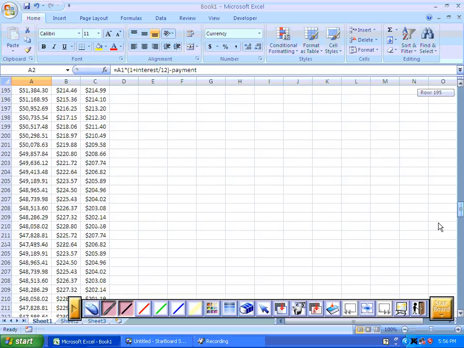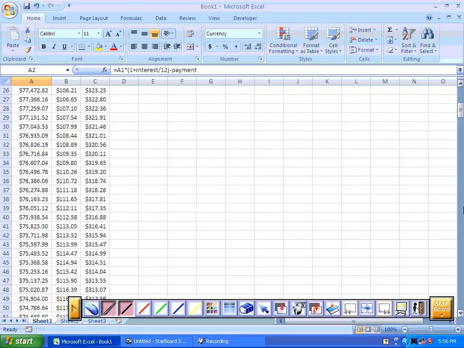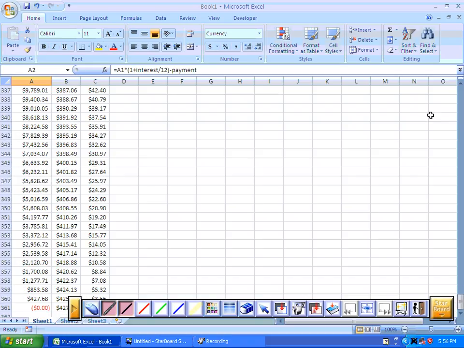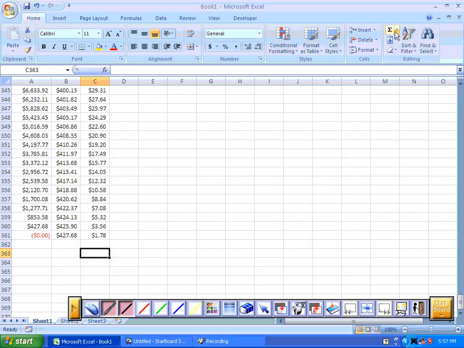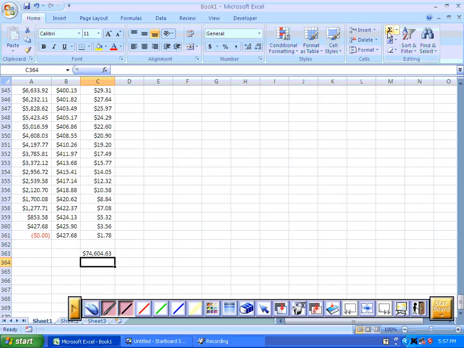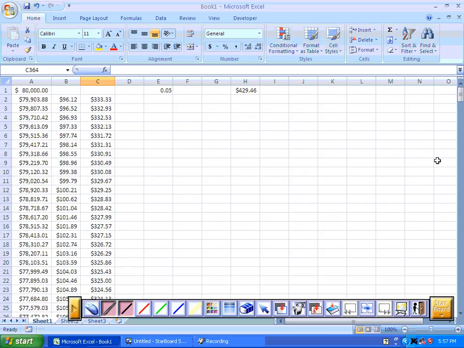Well, there's a couple of ways you can figure that out. You could sum up the interest column. That's one way to do it. You paid $74,000 in interest, but you only borrowed $80,000, which means you must have paid $150,000 total. Or you can take equals the payments times 360, and there's $150,000, just like we said it should be. Okay, so a couple of ways to do it. Whichever one makes you the happiest.